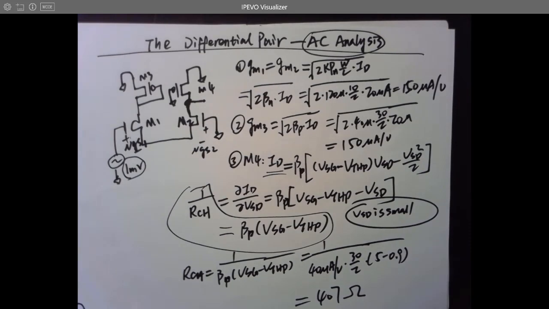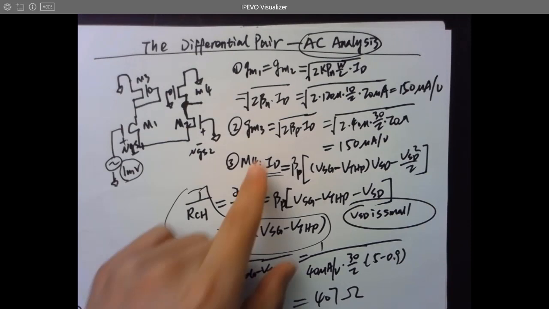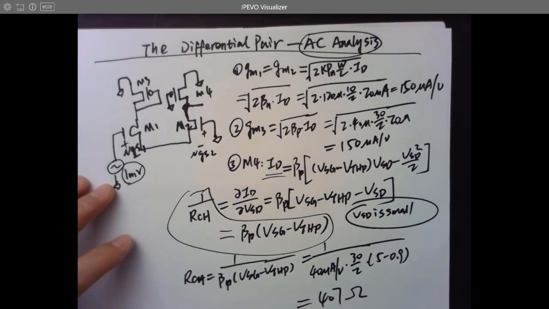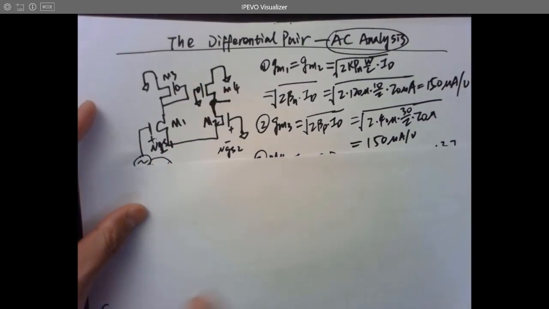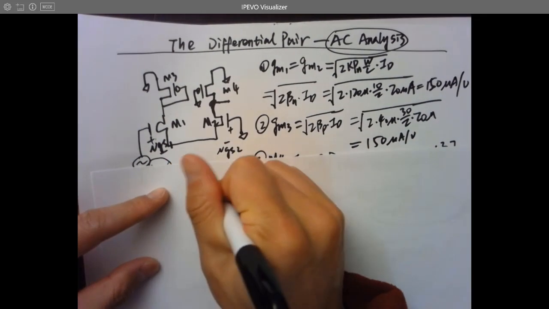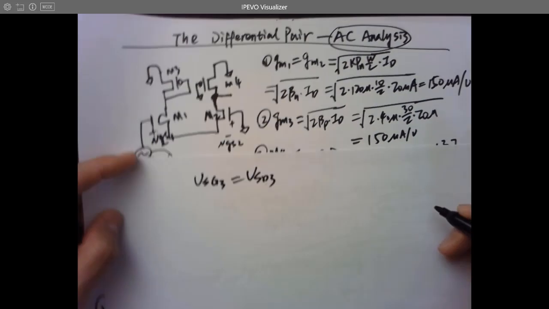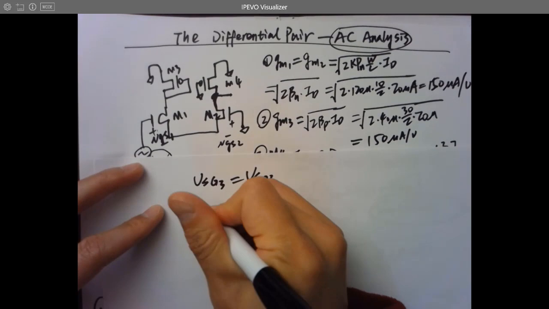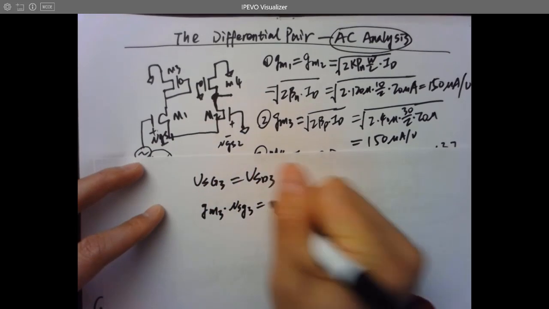Okay. So now, what about M3? Do we calculate for M3? So we know the GM of M3. And there's another special property for M3. If you look at the structure, it has a gate-drain connection, okay? Which means VSG3 equals to VSD3, okay? And we know that GM times VSG equals to ID.